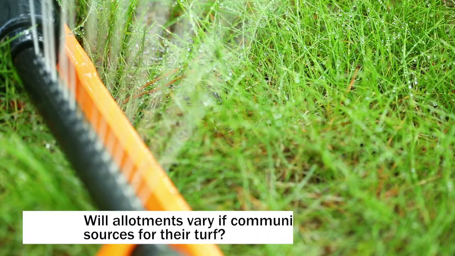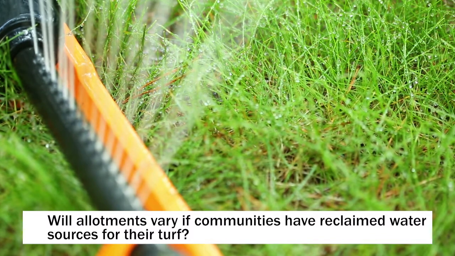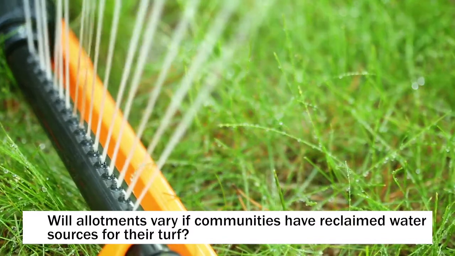I have seen other circumstances where an owner just tries to do it alone. It becomes problematic because what they might be proposing may not be clear or might violate state law or something. And so really try to go the route of working with the board to implement that amendment. Will allotments regarding water rights vary if communities have reclaimed water sources for their turf?